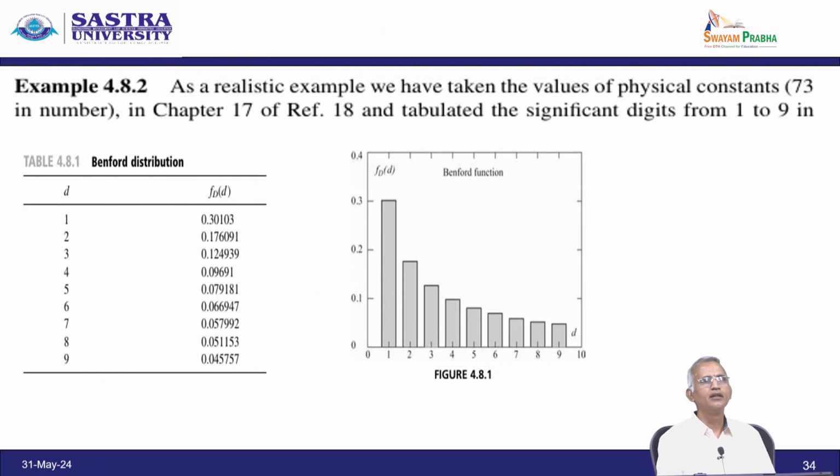So, this is a table of the Benford distribution, and it is a realistic example taken from physical constants, which we referred to in some chapter and tabulated for significant digits 1 to 9. This is a histogram related to the Benford function, and a normal table is also explained. On the y axis, f d of d reaches a maximum level of 0.3.